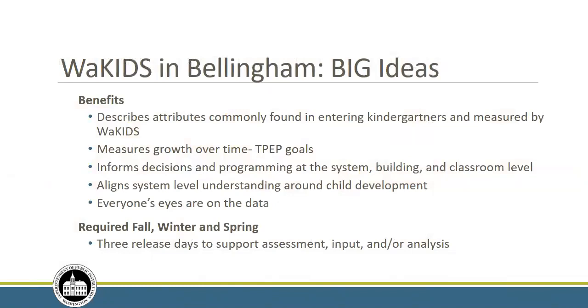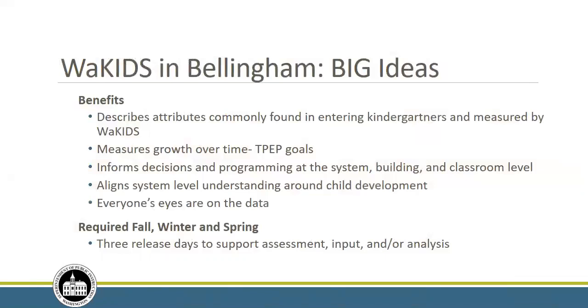Many of our preschool community is using GOLD by Teaching Strategies, not just in our own preschool, but those who are involved in Early Achievers are using the tool in their environments. And so we have a common overlay of how we're looking at children. It also measures growth over time. So our teachers use it for their TPEP goals. It helps them measure individual students, but also groups of students over time. And we don't just use it at the classroom level. We're using it at the systems level, building level as well.